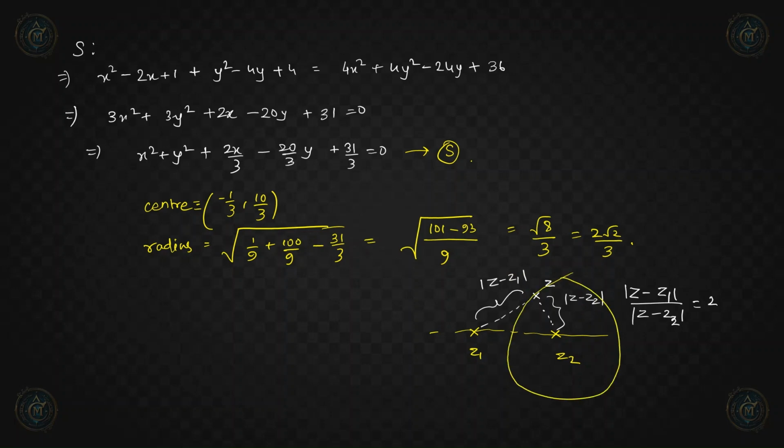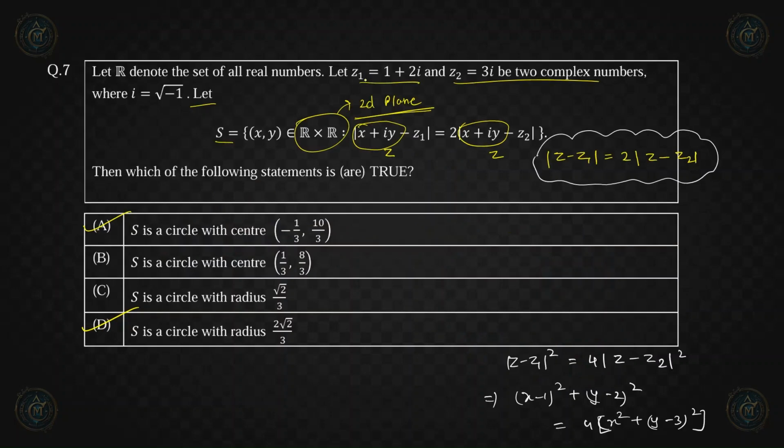So the circle will be like this, but the center of this circle will always lie on the straight line joining the two given points z1 and z2, somewhere here. You can verify that the point (minus 1 by 3, 10 by 3) lies on the straight line joining the z1 and z2 points.